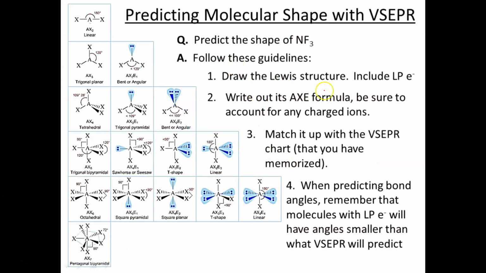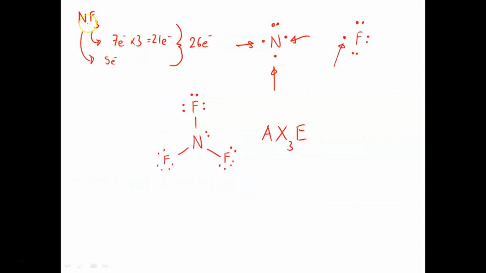The first step, draw the Lewis structure, including the lone pair electrons. So for that, you're going to need to calculate how many electrons you're going to be dealing with. All right, so make sure you calculate exactly how many electrons you're going to be dealing with. Whichever atom has the most number of bonding sites will be your central atom. And then at that point, make sure that you have at least a single bond in between atoms, because it might be double, might be triple, but you know it's definitely at least a single bond.